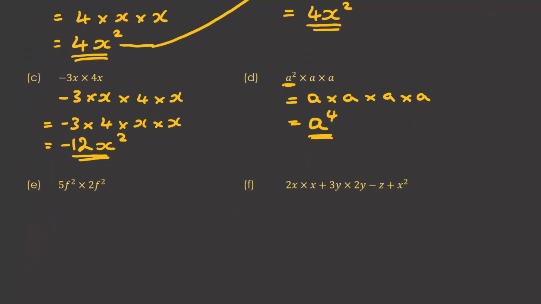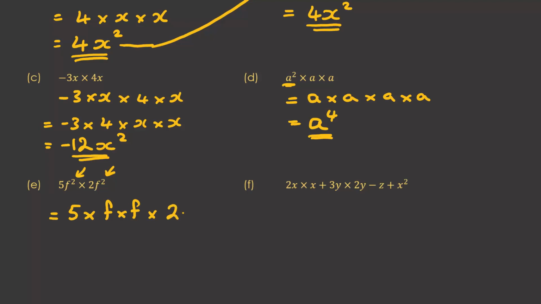5f squared times 2f squared. So that's 5 times, let's write the f squared as f times f for now. But you'll see what happens here with this 2 and the 2, that we're going to end up with f to the 4 in the answer.